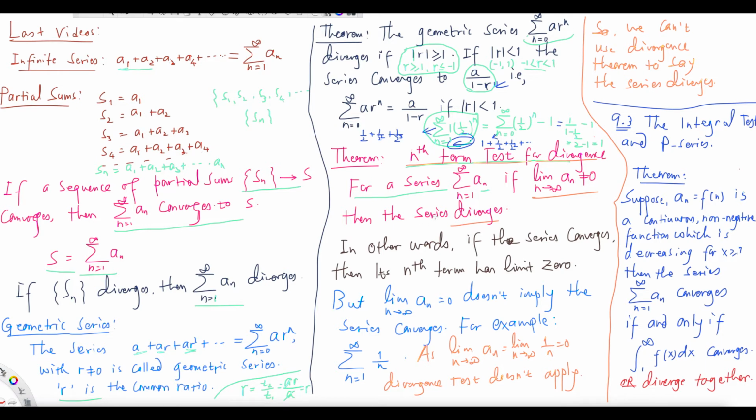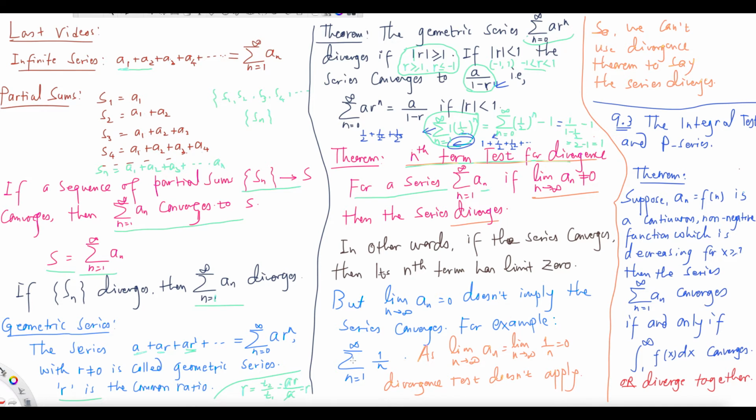Meaning that if you are testing whether a series converges or diverges, you can find the nth term and then take the limit of that nth term. If the limit of the nth term is not 0, then the series diverges. In other words, if a series converges, then the nth term must have the limit 0. But the converse of this is not true. That means if the nth term has limit 0, that does not imply that the series converges.